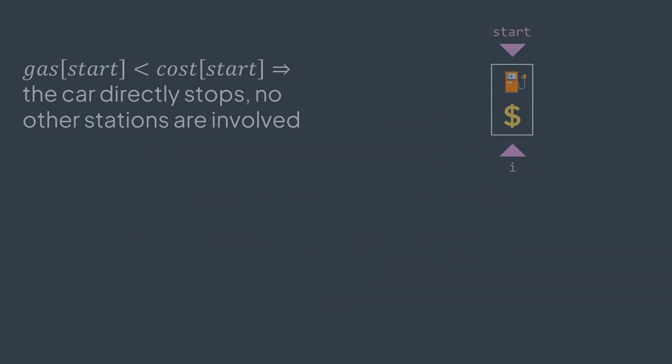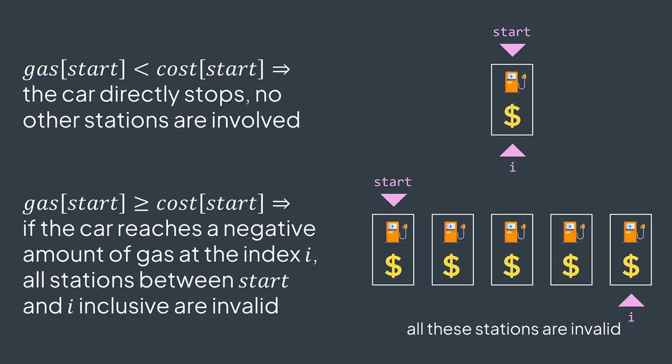We have the case where gas of start is smaller than cost of start. Here the loop stops directly because remaining becomes negative. It stops at start, so there are no other stations involved. Nothing to talk about here. But when gas of start is greater than or equal to cost of start, the loop moves to all the stations. It can traverse a bunch of stations before remaining becomes negative.